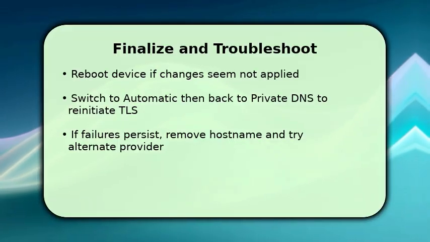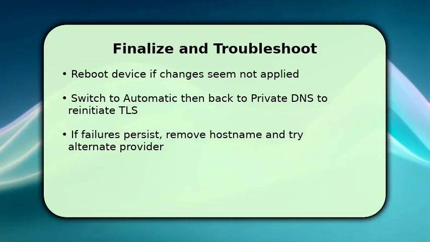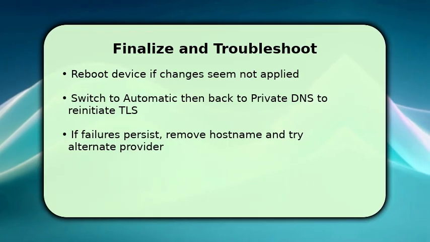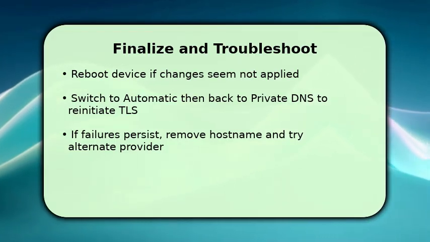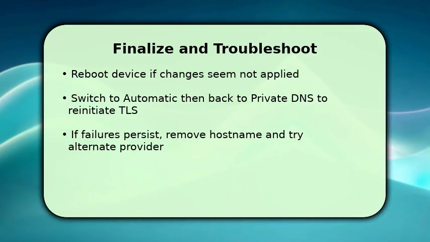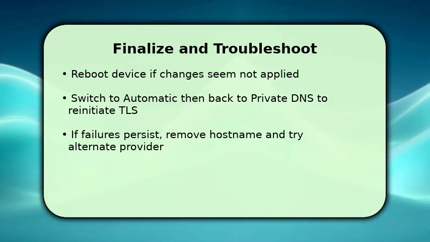If you see failures, toggle Private DNS to automatic and then back to provider, which forces a fresh TLS negotiation. As a key troubleshooting tip, if the hostname repeatedly fails validation, remove it and try a different verified provider or double-check for trailing spaces and correct punctuation, because an invisible character often causes silent validation failures.